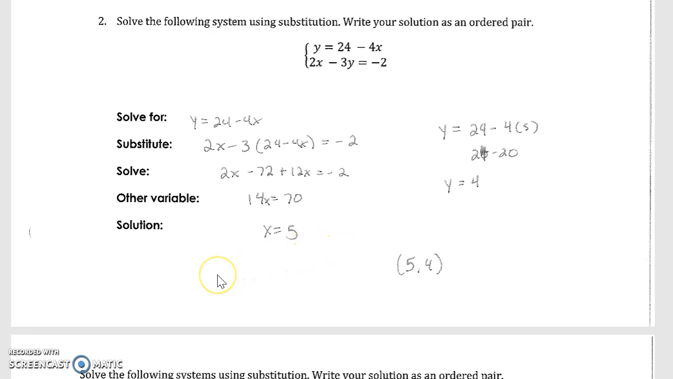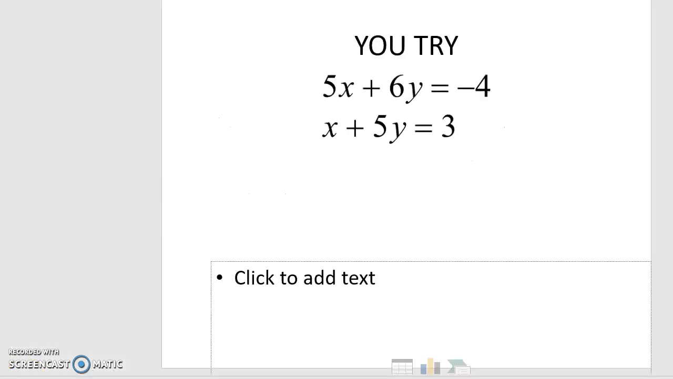We are going to work on a problem on our whiteboards on our own, so go ahead and grab your whiteboard. This is the problem that I want you to try. 5x plus 6y equals -4. 5x plus 5y equals 3. Go ahead and take a minute or so, work on your whiteboard, come up with a solution, and make sure it's written as an ordered pair. Please go ahead and pause the video right now so the students have a chance to work.